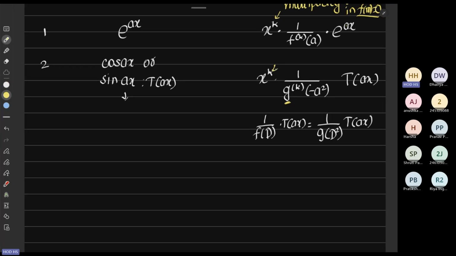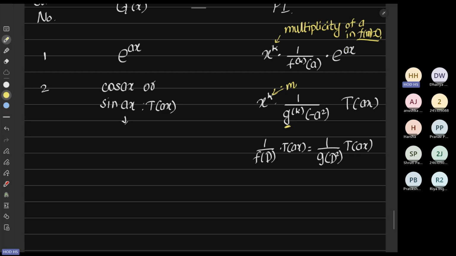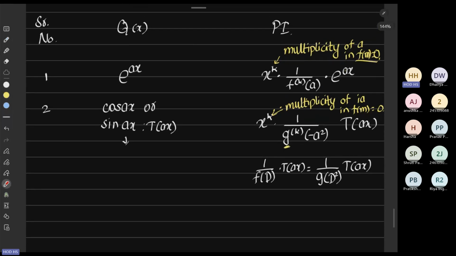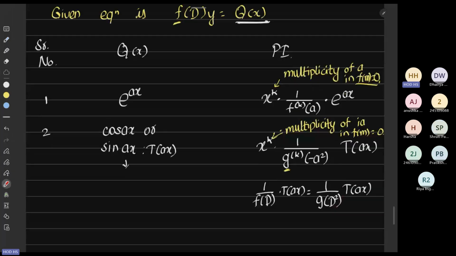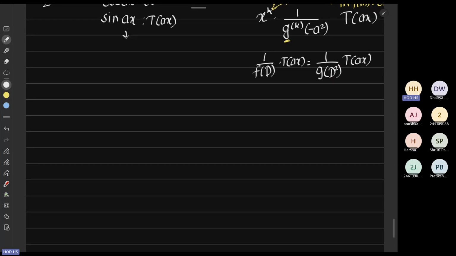Again, this k represents the multiplicity, or how many times it is repeated as a root of ia in f of m is equal to 0. Notice that in this case we are going for ia as a root, and for the first case we are going for a as a root. That's the difference. Here we are replacing D square by minus a square, whereas in the previous case we were replacing D by a. We will see some examples regarding this.